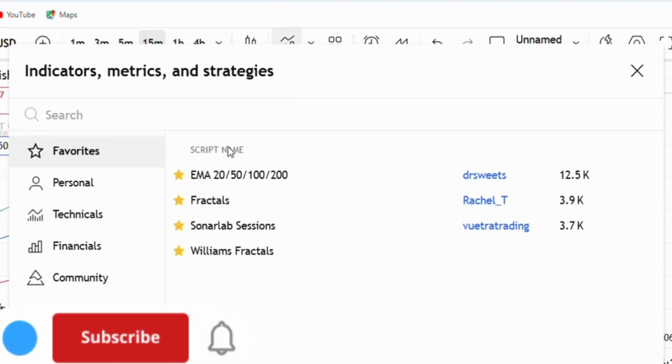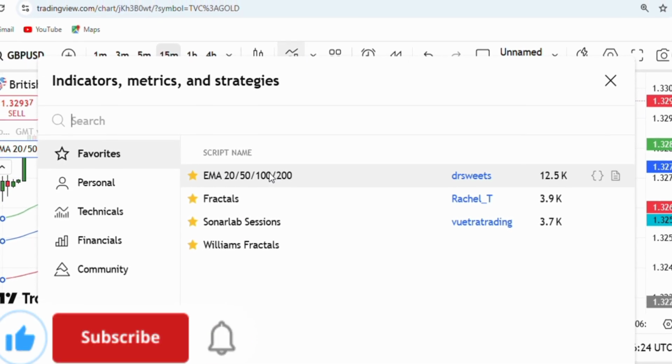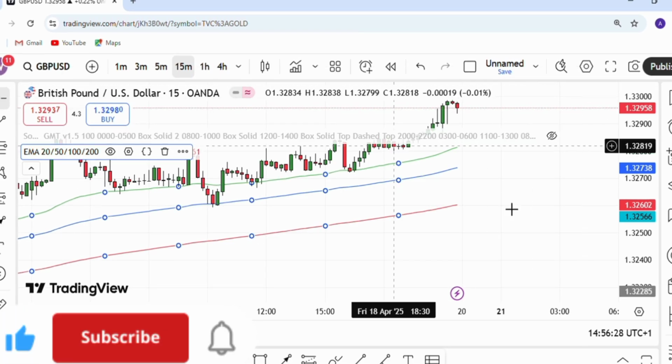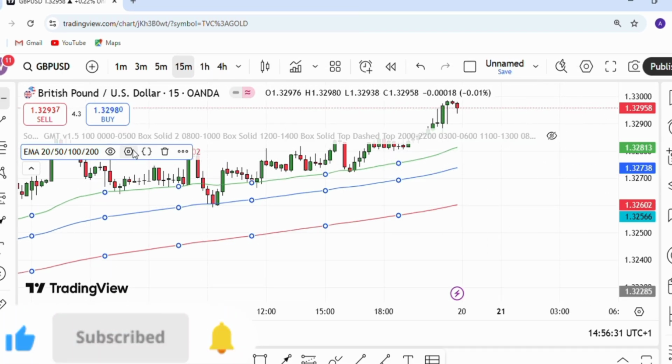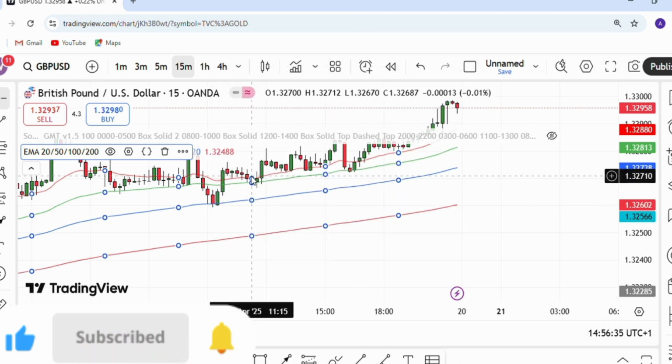If you want to do that, go to the indicator tab, search for this AMA 20, 50, 100 and 200 by Dr. Sweet. Add it to your chart. It will look something like this. If you add it to your chart, this is not how it will look. This is my own setting. It looks something like this.